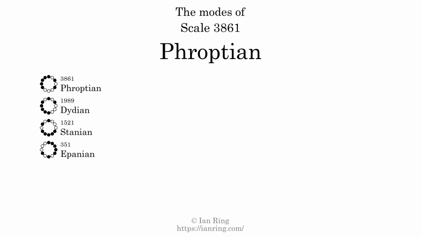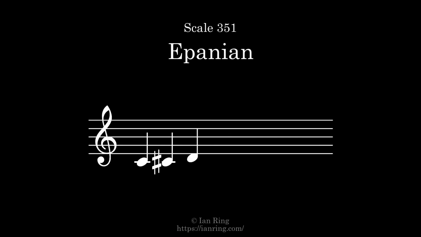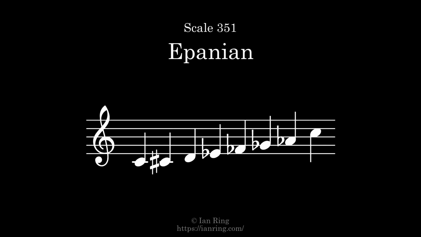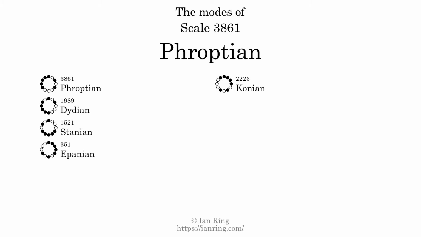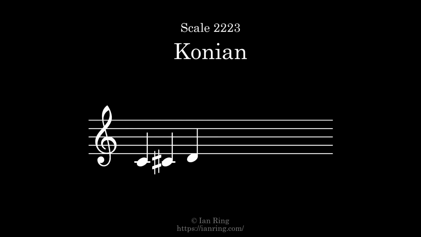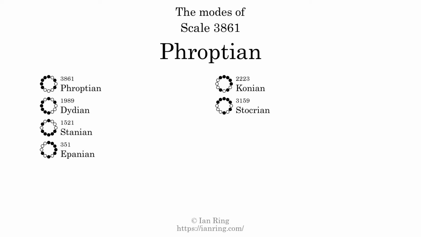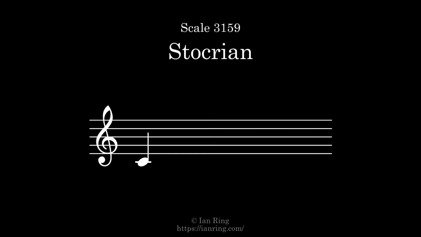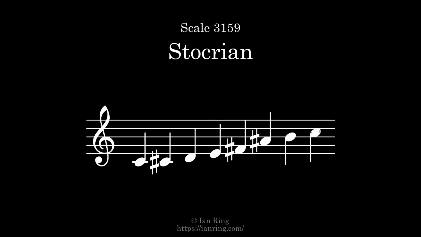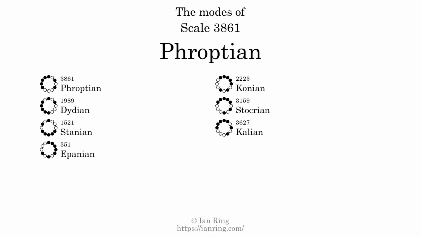The fourth mode is scale 351, also known as Opinion. It sounds like this. The fifth mode is scale 2223, also known as Conian. It sounds like this. The sixth mode is scale 3159, also known as Stokrian. It sounds like this. The seventh and last mode is scale 3627, also known as Kaelian. It sounds like this.